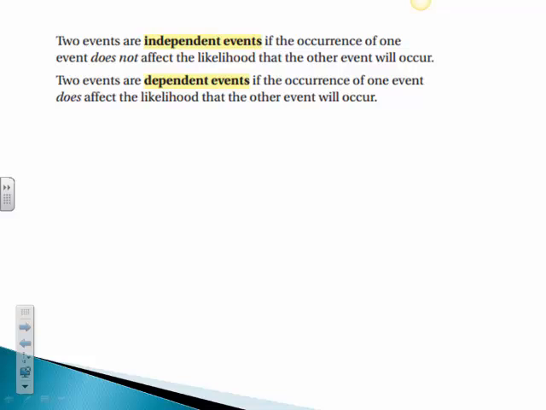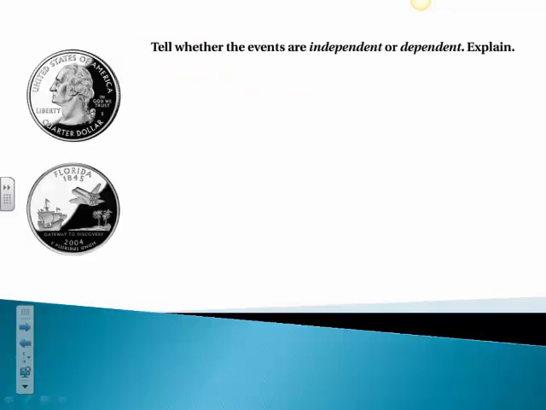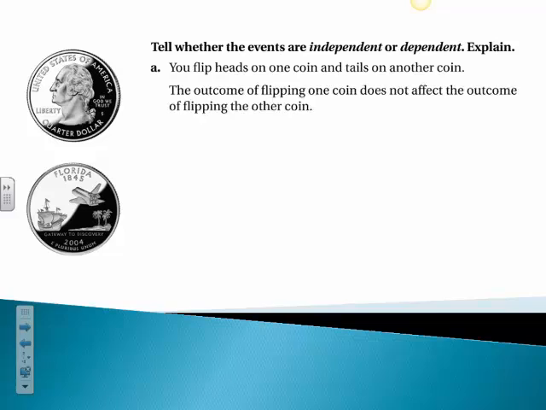Okay, so that's an overview of our two vocabulary words for today. Independent events do not affect each other. Dependent events do affect each other. Let's talk about some examples. In this case, we need to tell whether the events are independent or dependent, and we need to explain it. So the first event says, you flip heads on one coin and tails on another coin. So are these independent or dependent events?